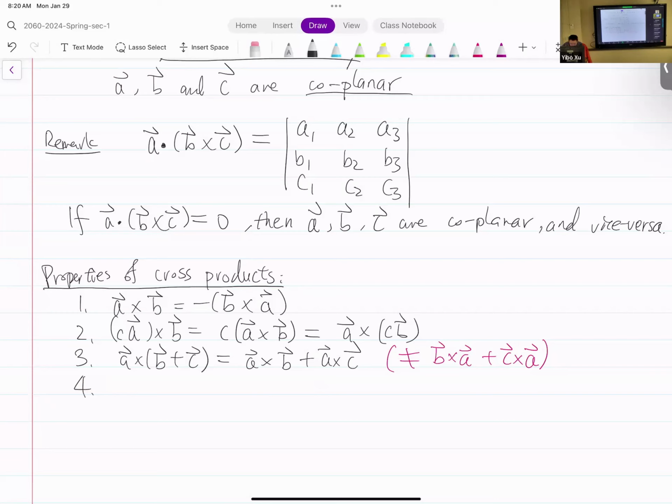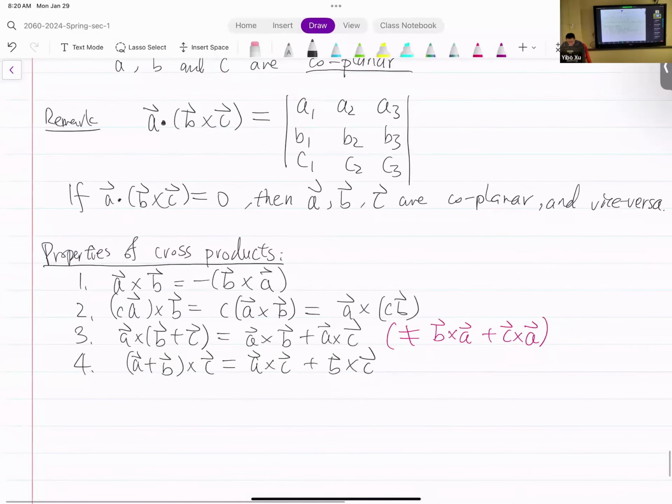And then if you have a sum crossing with the third vector, you can also distribute the sum. Okay, so it's going to be A cross C plus B cross C. Still, we don't switch the order between the vectors that you're crossing. All right.